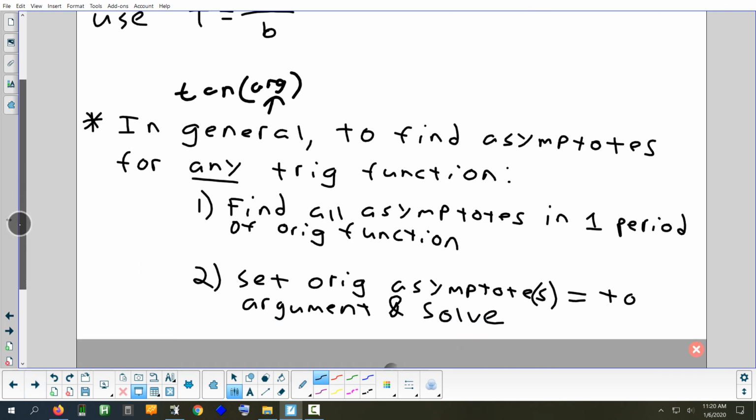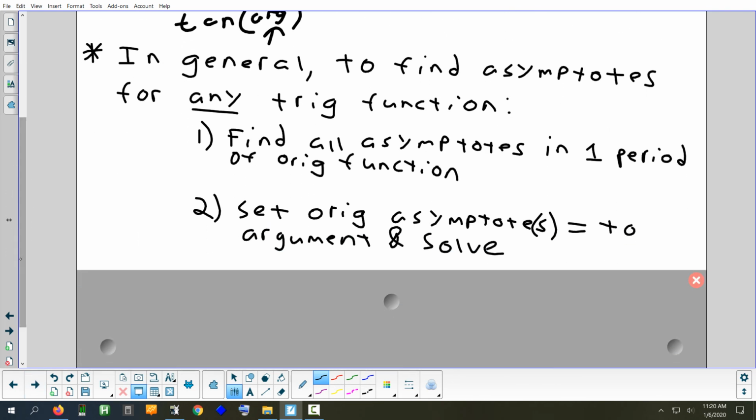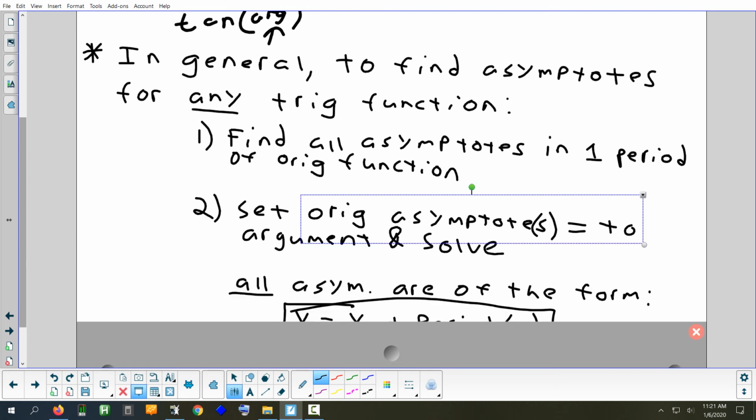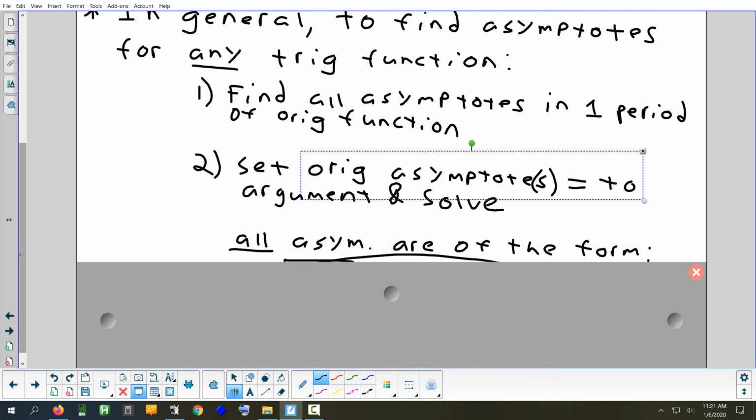That's why you set what is in the parentheses, the argument, equal to your original asymptote, and solve. Again, that table is going to tell you the original asymptote, so it's not something you have to memorize. And now, remember, anytime you have a trig function, there's a pattern to it.